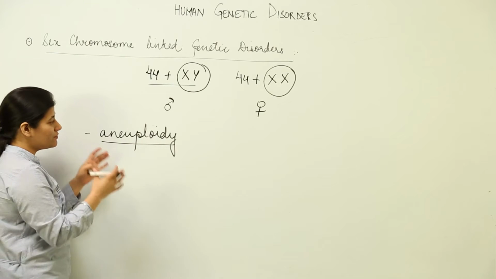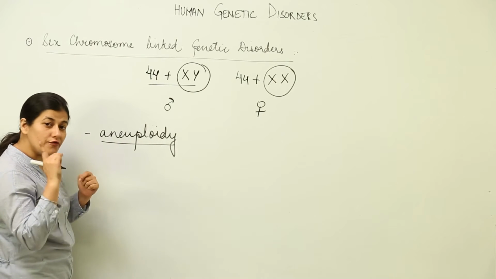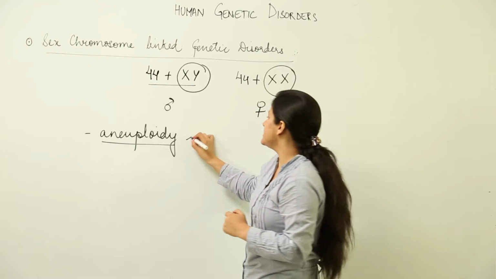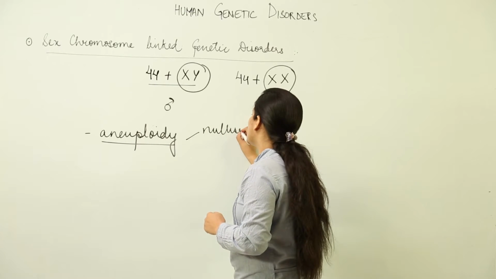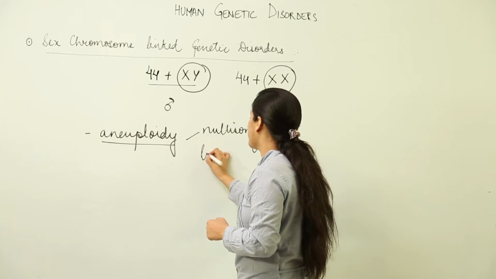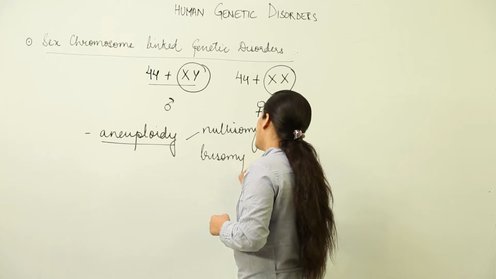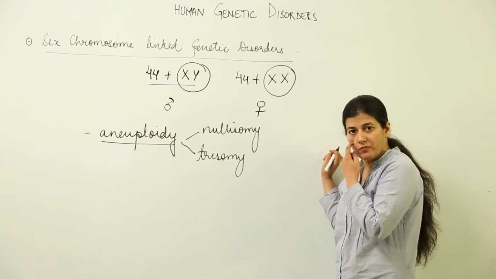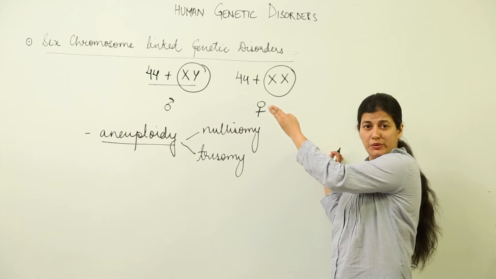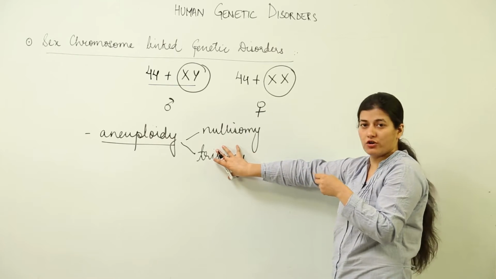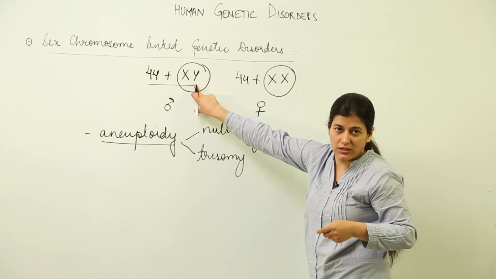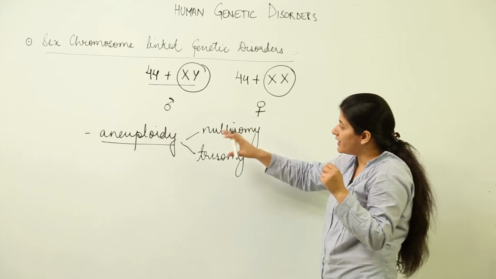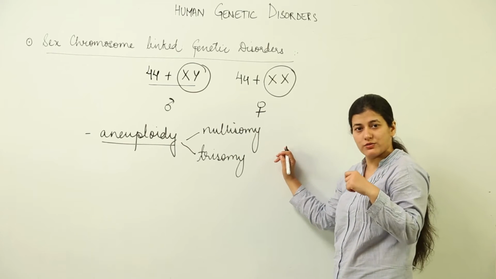Try to recall. It is simply addition or deletion of one or two chromosomes, not the entire chromosomal set. It could be nullisomy or it could be trisomy. Trisomy would be addition of an extra chromosome, and because the topic deals with sex chromosomes, that means either one additional X or one additional Y would come, and in case of nullisomy, one of the X or Y would be missing.